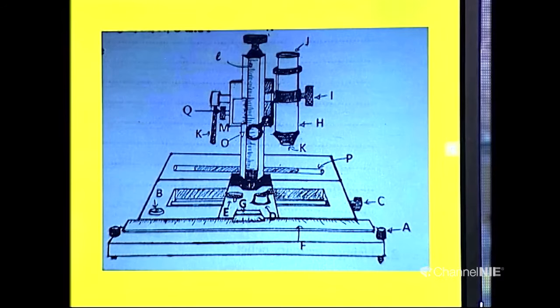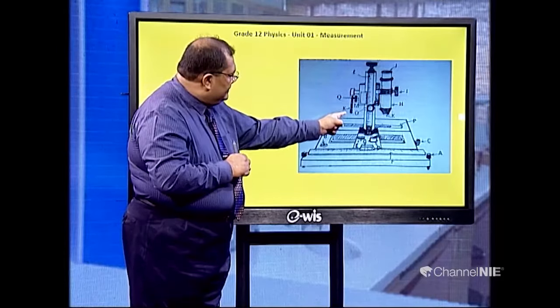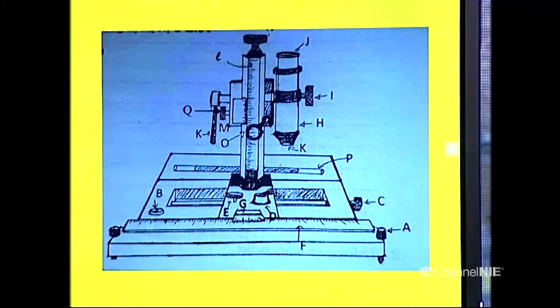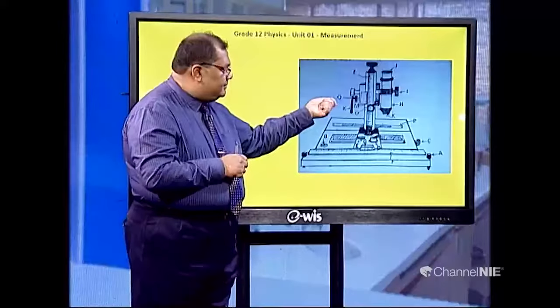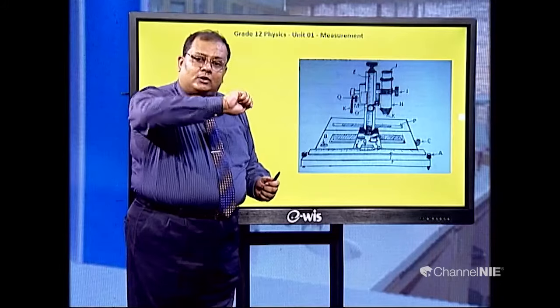Another part you should know: there's another lever here. You can see a slightly long rod, K. It is known as the releasing lever of the microscope. When it is released, and if you want to tighten it, it should be rotated clockwise.